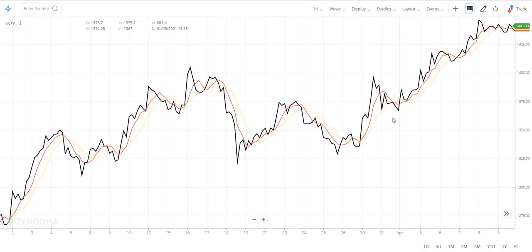But for beginners, or for someone who's conservative and can't focus on the screen all day, my suggestion is to use the daily time frame and use the 20 and the 50 SMA. Okay, and try to generate the buy and sell calls for yourself.